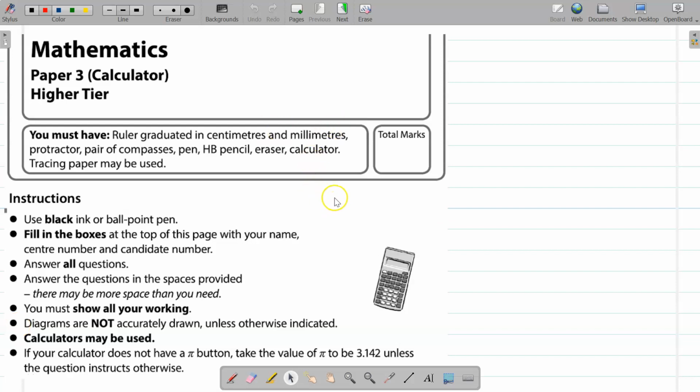Okay, welcome to paper 3 of the Year 11 PPE. This is the final paper, another calculator one, and just to remind you that you must show all your working to get the marks, and even if you do use your calculator for any question, still write down what it is that you're actually doing with that calculator.